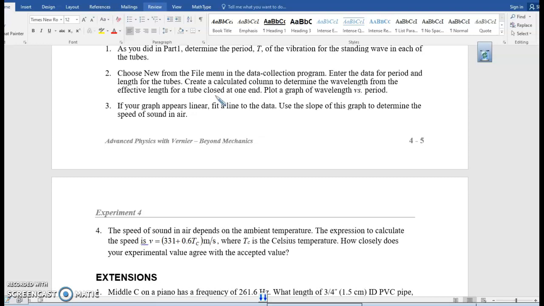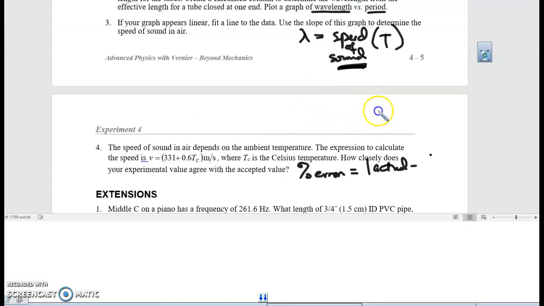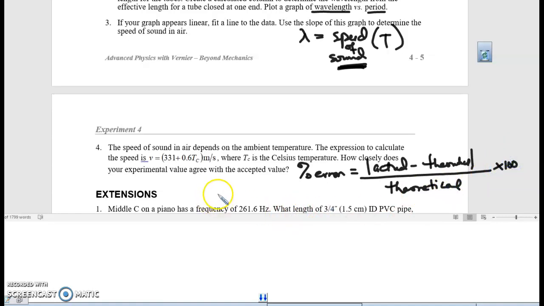If you recall what percent error is, it's the actual minus the theoretical. Take the absolute value, there shouldn't be any negatives, divided by theoretical times 100. All right, just as a comparison. And that's it for part 2.